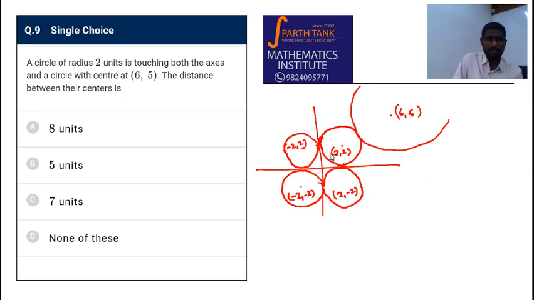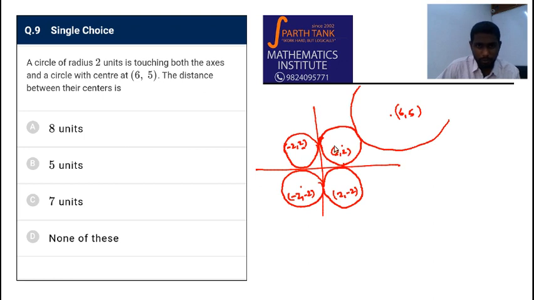Now the question they have asked is the distance between the centers. How do you find the distance between centers? Find the distance between the 4 centers and see which would match. Now if you see, all the distances are great. The distance between this point and this point would be square root of 8 squared plus 3 squared. This would be square root of 8 squared plus 7 squared. This would be square root of 4 squared plus 7 squared. All would be greater than 8.